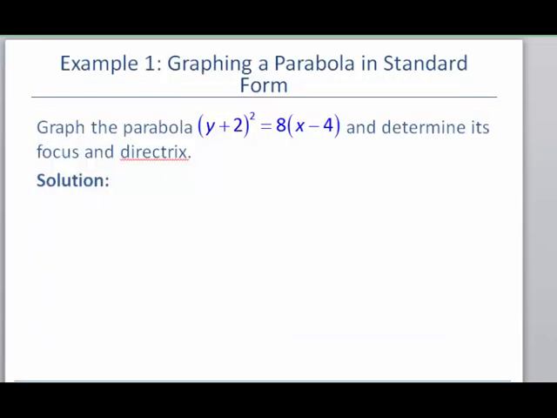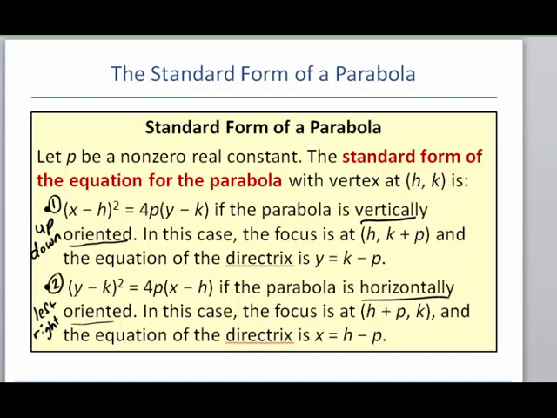Okay, so our first example asks us to graph the parabola (y + 2)² = 8(x − 4) and determine its focus and directrix. So let's begin with identifying the vertex for the parabola. Remember that the vertex is going to be defined by the h and the k, and the h and the k are the numbers that are subtracted off from the x and from the y.